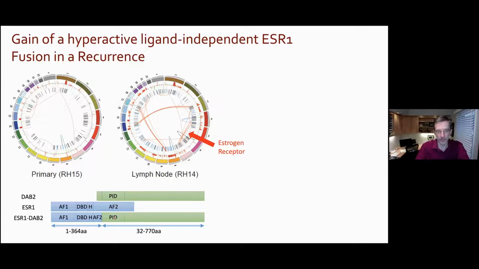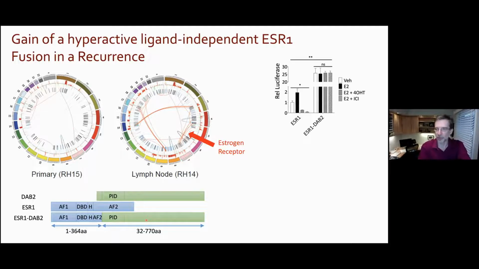And you end up with this fusion gene here, half of the estrogen receptor and half of this DAB2 protein. This creates, as the title suggests, a hyperactive ligand-independent estrogen receptor, and I show you this here. This is a reporter activity for estrogen receptor activity. When you have wild-type normal estrogen receptor, estrogen increases the activity. Anti-estrogens, which are important in the treatment of breast cancer, block that. So this is a classic response.